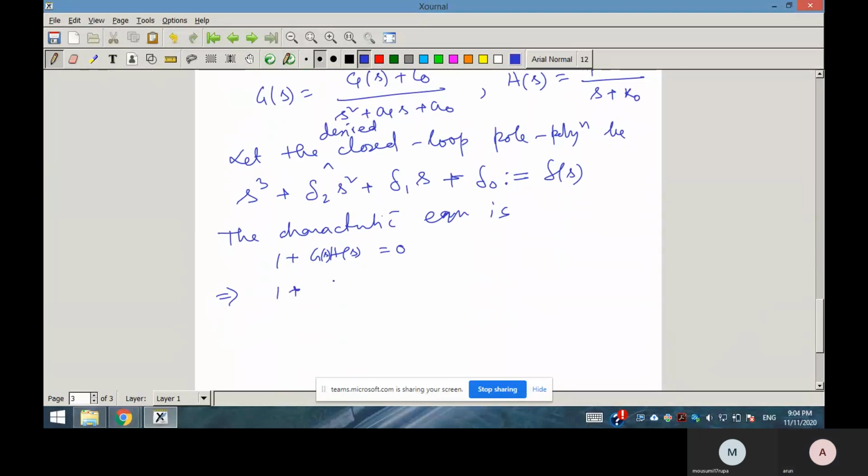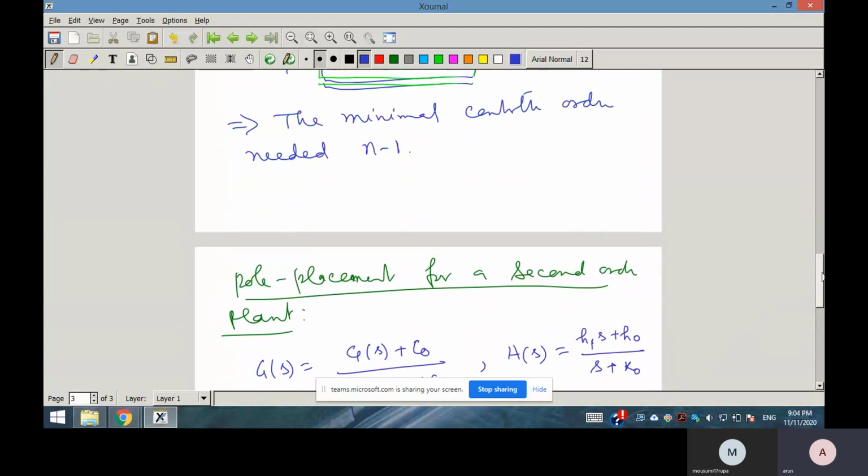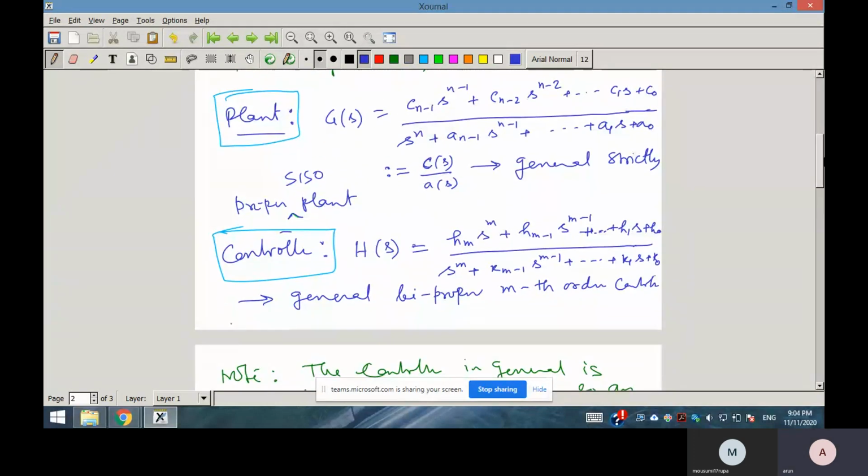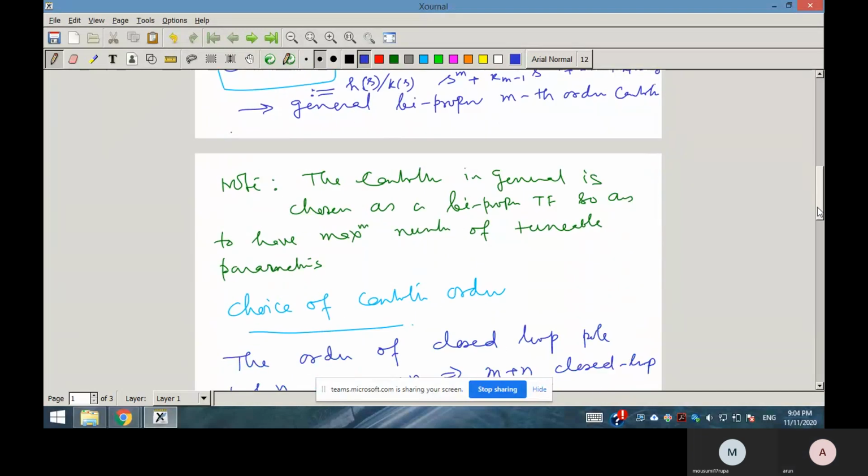1 plus, this is your plant, C(s) by A(s), and your controller is H(s) by K(s). Have I defined it like that, H(s) by K(s)? I am defining it as small h(s) by k(s). This numerator polynomial is h(s) and the denominator polynomial is k(s). Throughout this chapter I'll consider these notations.